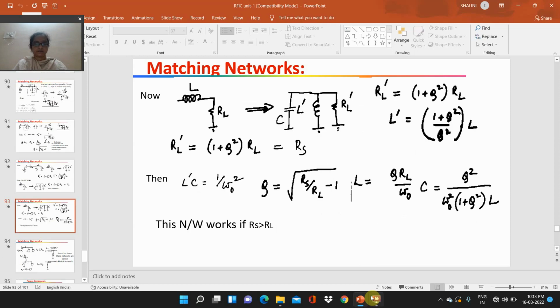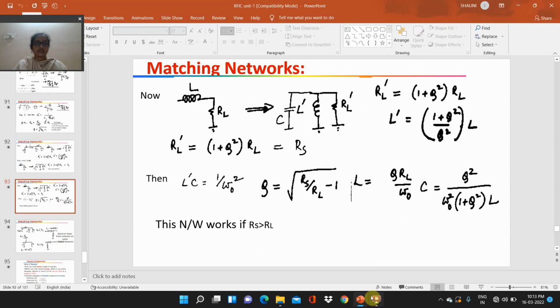So here also this network works if the condition is that the source resistance RS is greater than RL. Remember this point in this circuit. We take the RL value in the numerator and the RS value in the denominator. L dash C is equal to 1 by omega naught square. Q is equal to square root of RS by RL minus 1. L is equal to Q into RL by omega naught. C is equal to Q square by omega naught square into 1 plus Q square into L.